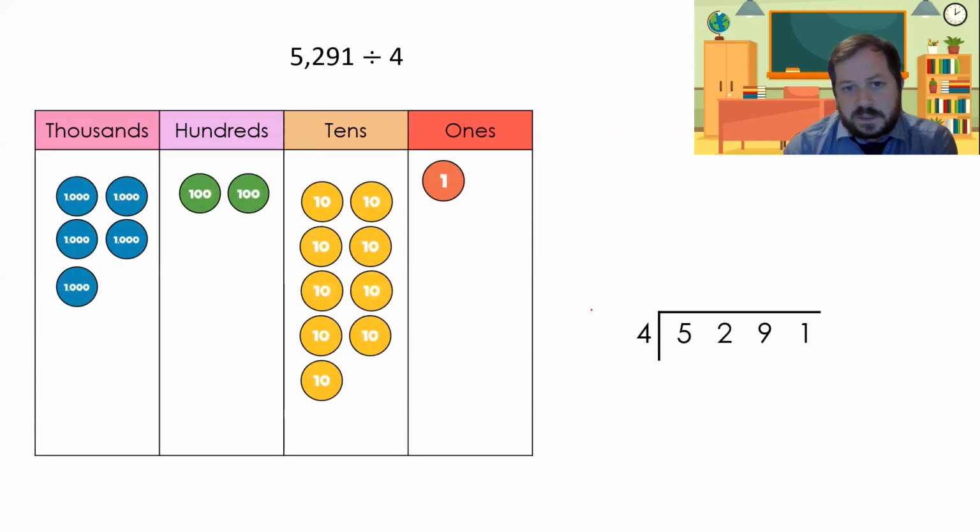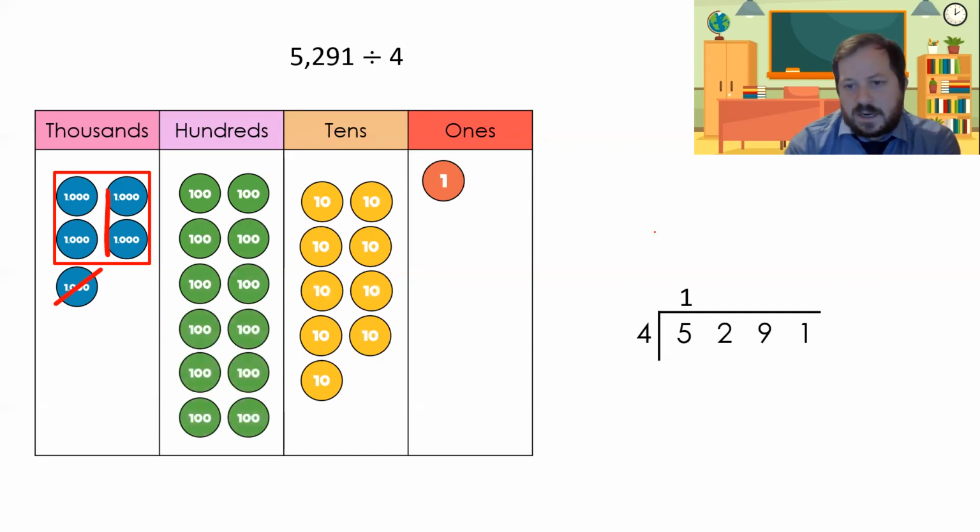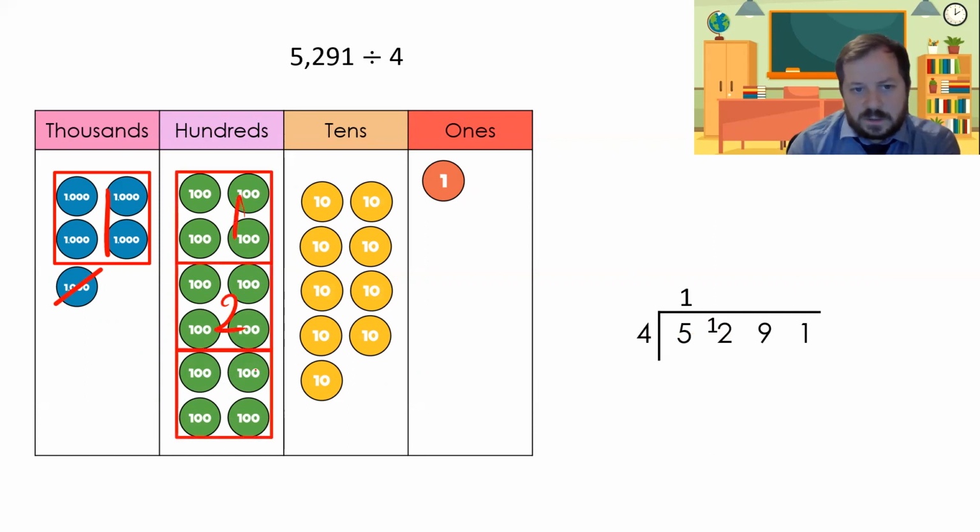So we put our number into our place value grid. We've got 5,000, 200s, 9 10s and 1 1, and we do our boxing. That's 1 there with 1 left over, so we can put 1 here, and that 1 left over gets moved into the hundreds column as 10, and you can see that there. So 5 divided by 4 is 1, remainder 1, that becomes 12. Then we do 12 divided by 4, which is 3, and then that would go above there.